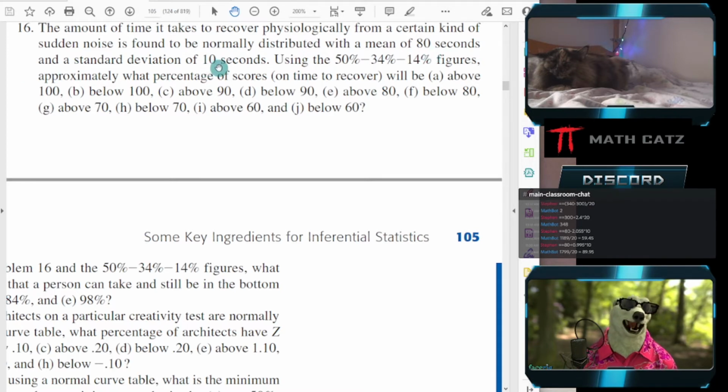This should be familiar because it's the same question we did in the previous video. Using the 50, 34, 14% figures, approximately what percentage of scores will be above 100, below 100, above 90, below 90, and so on. Previously we did A, B, C, and D, so let's maybe do E, F, G, and H. But first, remember what do these rough figures represent?